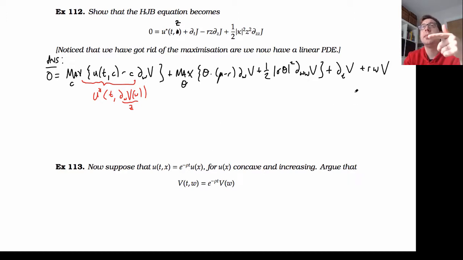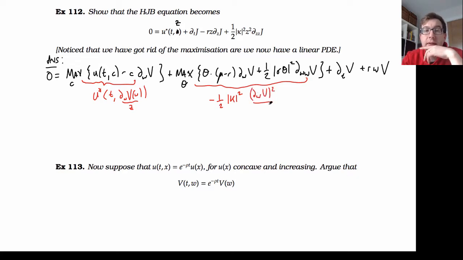Then I can apply my previous lemma that we proved in the last section about what the maximum of this is. Remember that this is equal to minus a half kappa squared, the partial derivative of v squared, divided by the second order partial derivative of v, from our previous exercise where we had multiple assets in portfolio optimization. So now I've got something that doesn't have any maximizations in it.